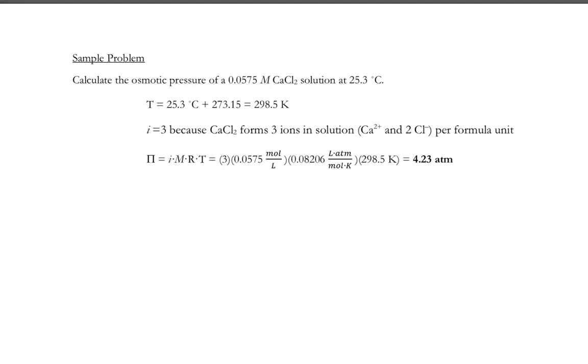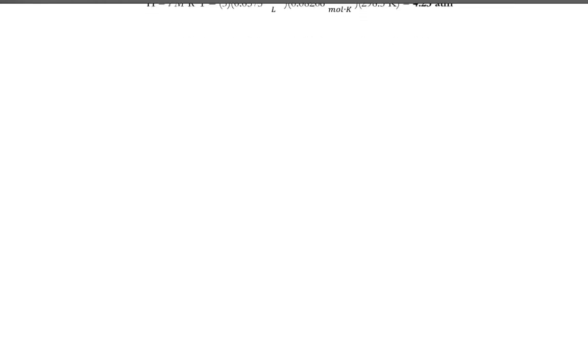We have 3 times 0.0575 moles per liter times 0.08206 liters atmospheres per mole Kelvin times 298.5 Kelvin. We see that liters cancels, moles cancels, and Kelvin cancels. We're left with units of atmospheres. We have 4.23 atmospheres. So that is the end of our introduction.